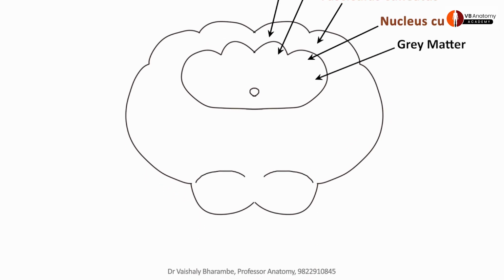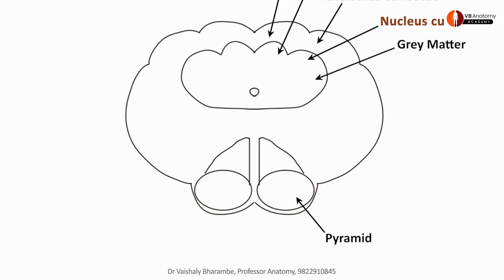Let's add the pyramids in place now. Nice big pyramids. Behind that, you're going to draw such a small triangular section which is the medial lemniscus, which is formed after decussation of sensory fibers at this level. I will show you how that happens. At this moment, just draw the medial lemniscus.